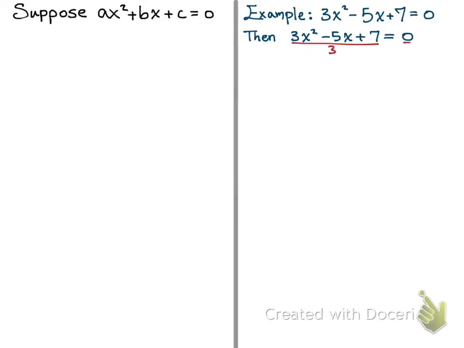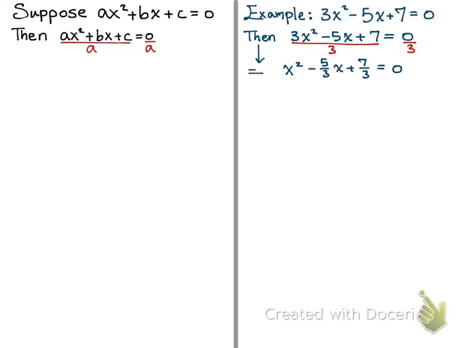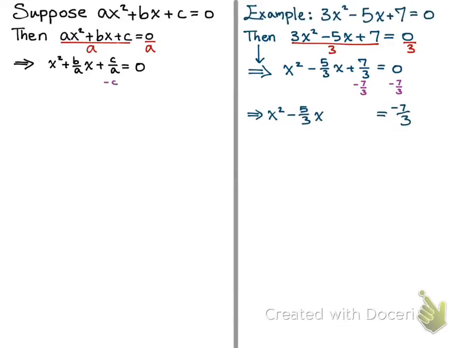So the next thing we do is we divide both sides by 3, or on the left side we divide both sides of the equation by a. On the right we get x squared minus 5 over 3x plus 7 thirds equals 0, and on the left we get x squared plus b over ax plus c over a equals 0. On the right we subtract 7 thirds from both sides to get this equation, and on the left we subtract c over a from both sides to get this equation.